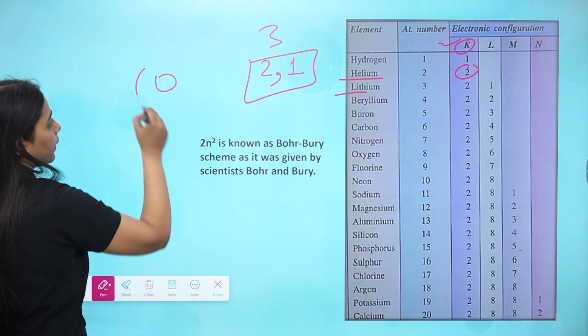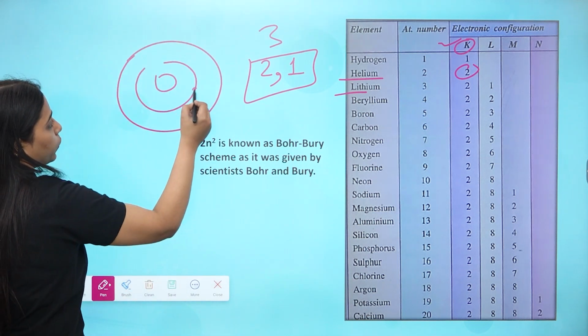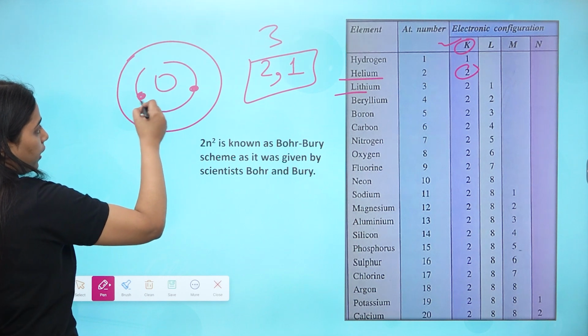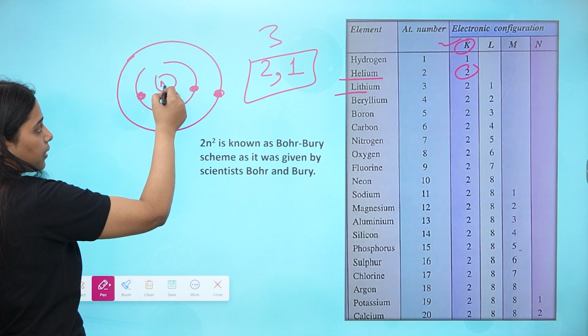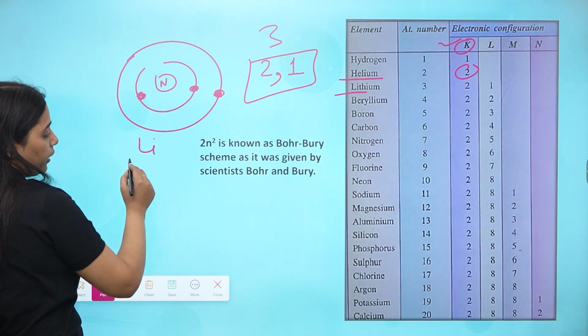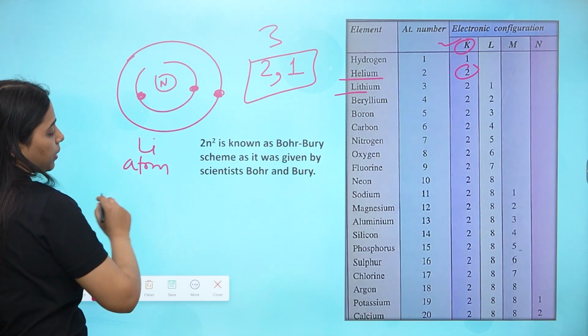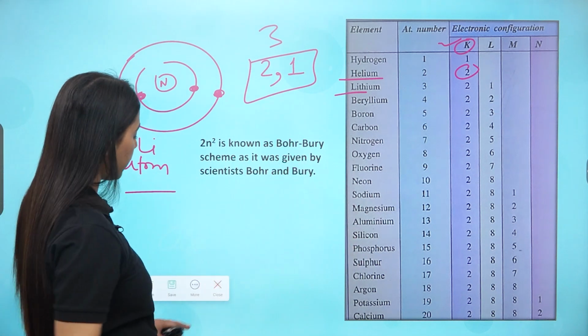And in terms of the atom, you will show it in this manner: 2 electrons are present here and 1 electron here. These circles are the electrons and this is the nucleus. And for the lithium atom, we'll see these atomic structure diagrams ahead for all the elements.